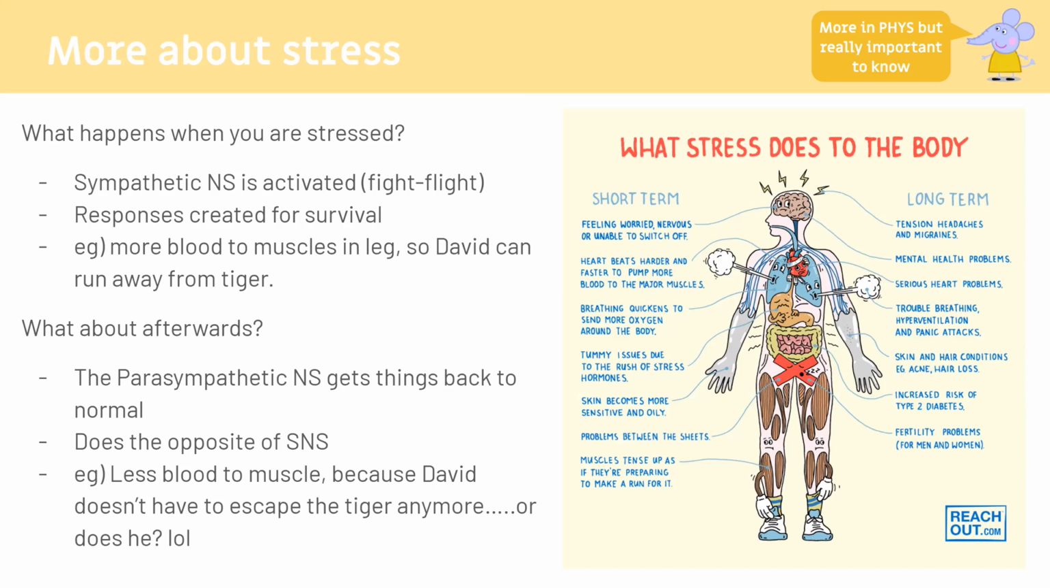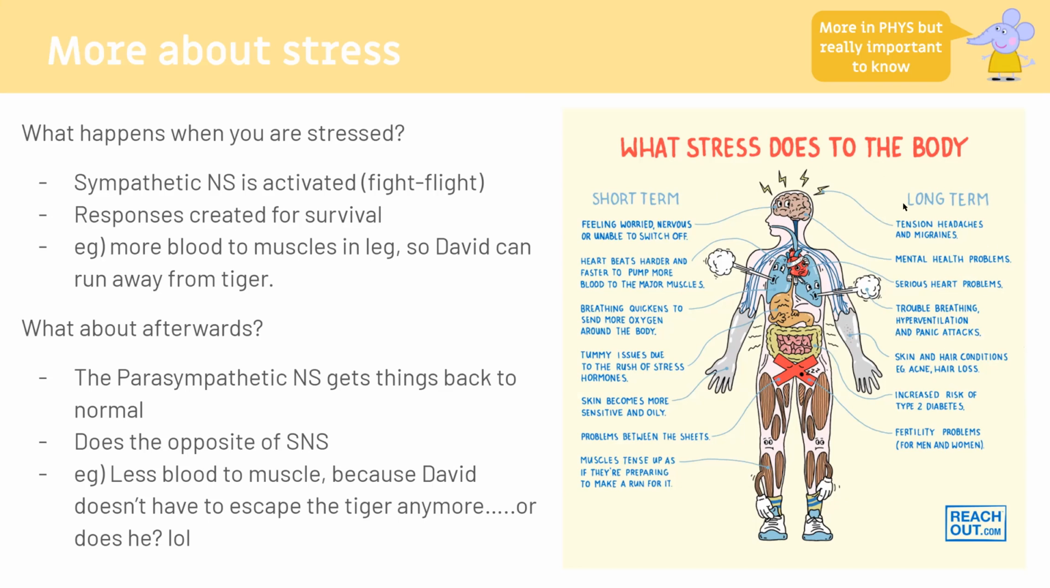But then what happens afterwards, right after the stress is gone or your threat is going away? Then the parasympathetic nervous system of the autonomic nervous system gets things back to normal or returns to homeostasis, and does the opposite of the sympathetic nervous system. So less blood to muscles in the leg because there's no more tiger, right?